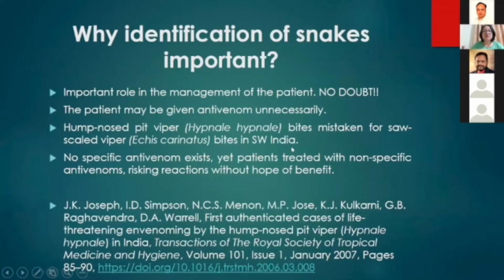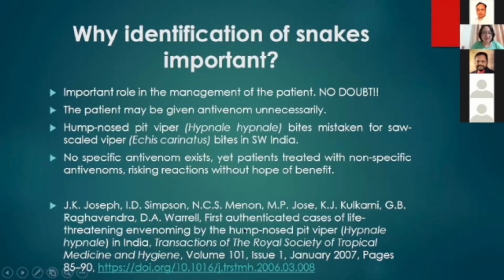So we all know why the identification of snakes is important. It has been dealt with earlier as well. So there's no doubt that it is very important. It plays an important role in managing the patient firstly. The patient may be given antivenom unnecessarily in case we do not identify the snake, or if we do not know about the case. So identification of snakes is a very important thing.